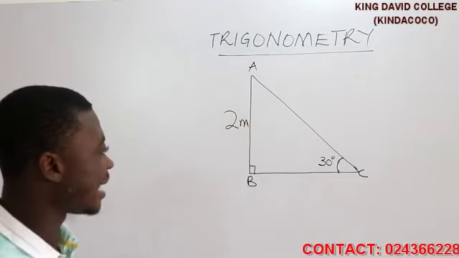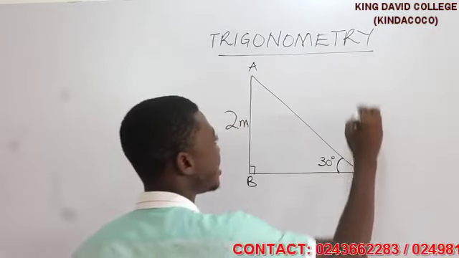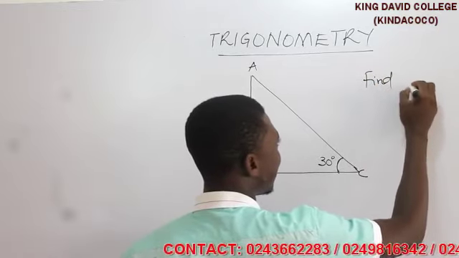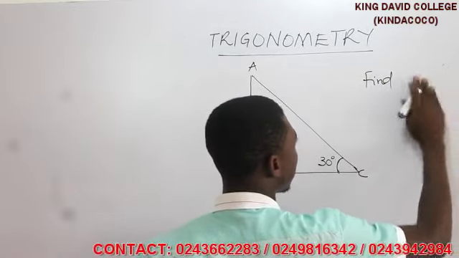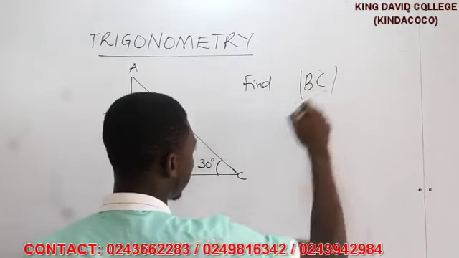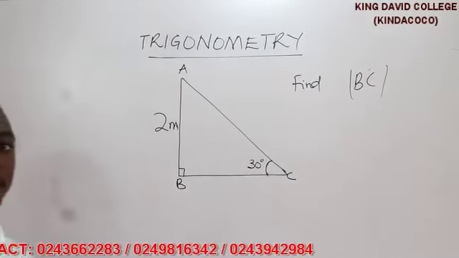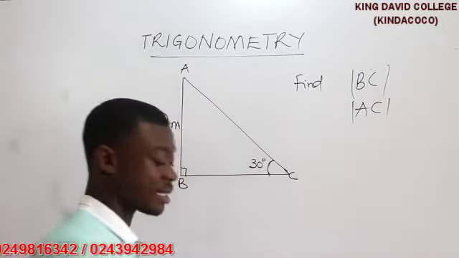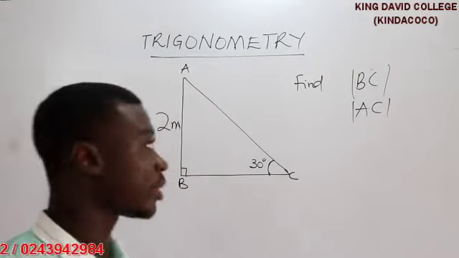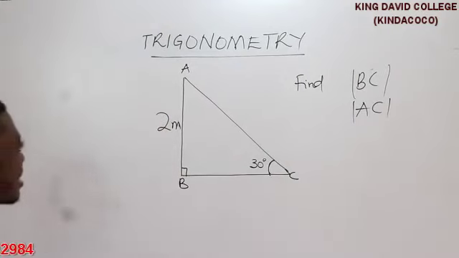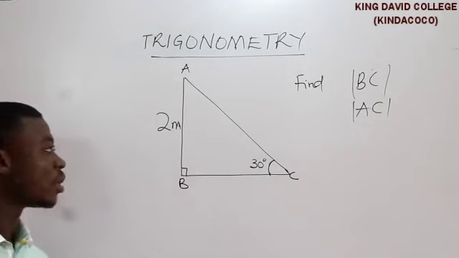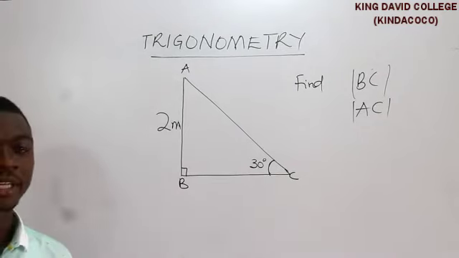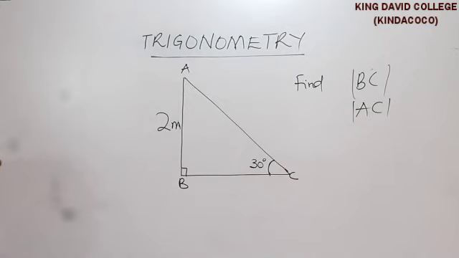Okay. And then the question is asking you to find, say, line BC, for instance. Okay, line BC. Or find line AC. Any part of this triangle that is there. Okay. Now when this happens, the question is, what are we going to do? Now this is what we can do. Let's go straight to see what we can do.